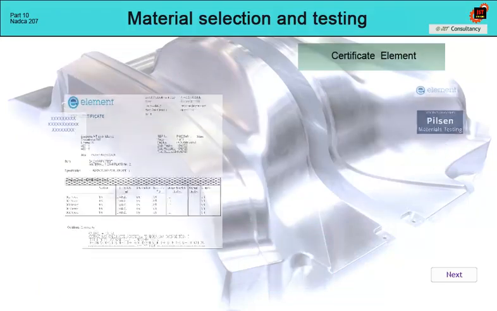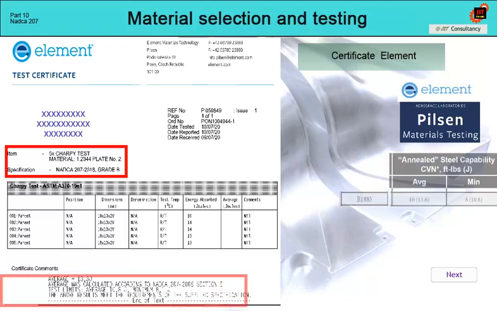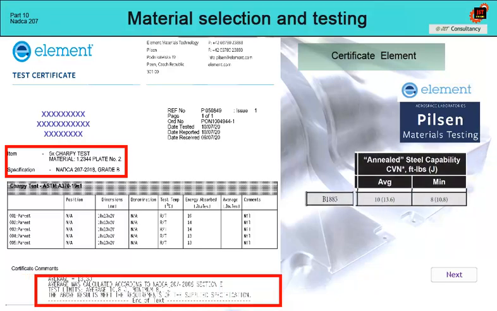The picture shows an example of a certificate from Element Laboratories. In this case, it was an evaluation of the input quality of the material 1.2344, or H13 Group B steels, according to NADCA 207, with the required values for the annealed material on average 13.6 joules, the minimum value 10.8 joules. The tested sample met the expected values and the block material could be released for production.